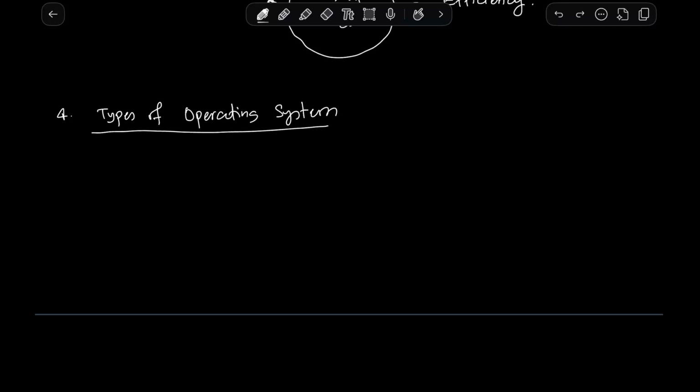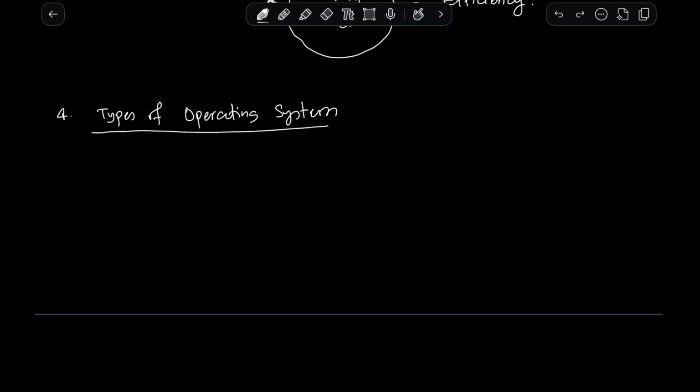So the last thing for this video which we'll be studying is types of operating system. See, operating systems didn't start with something very flashy or very sophisticated. They actually evolved out of pure necessity. And if you want to understand it in a very simple and short way, let's try to understand it with the help of different types of operating system.